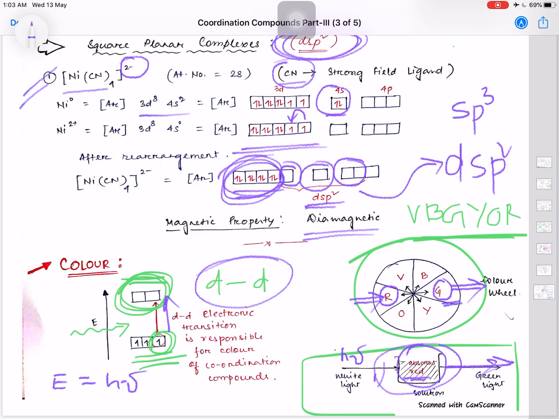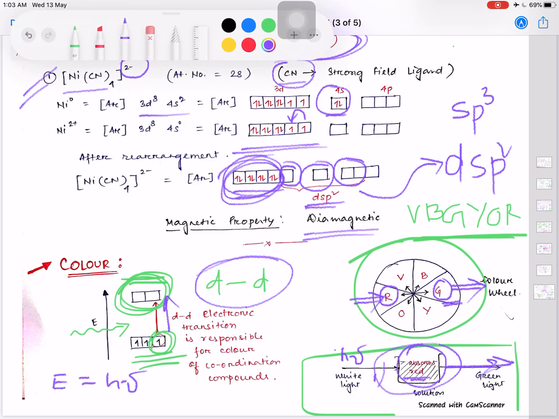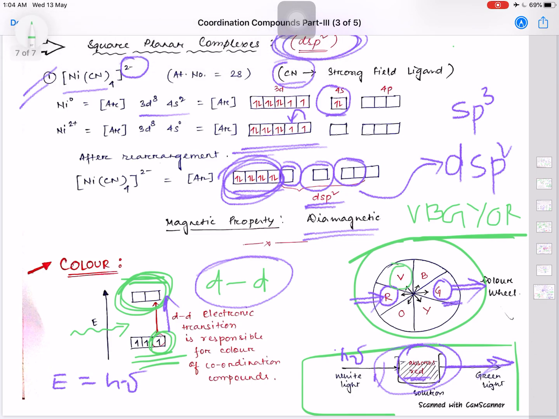Okay, if this solution had absorbed violet light, then we would have seen yellow color, and if it had absorbed blue light, we would have seen orange color. Or if orange light is being absorbed, then blue color will be seen, meaning the complementary color is being observed.